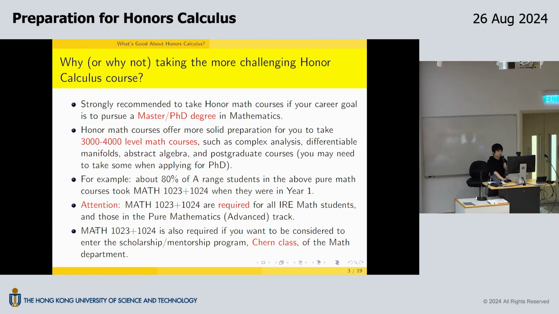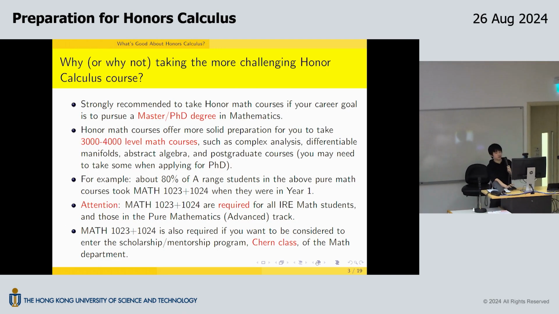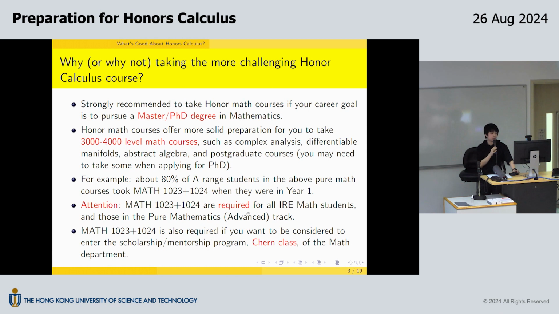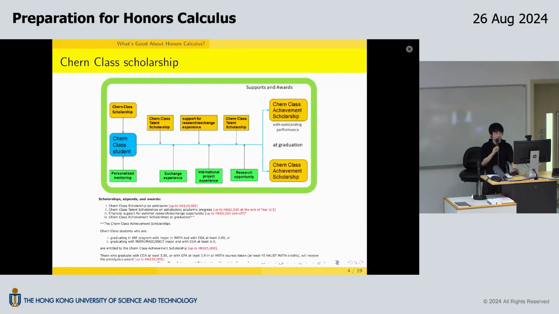Lastly, these are some benefits of taking the honor math course. The math department has a scholarship scheme called the Chern scholarship program, which comes with a series of scholarships for math major students. The honor stream calculus courses are a requirement for being admitted to the Chern program. Let me talk more about the Chern program.